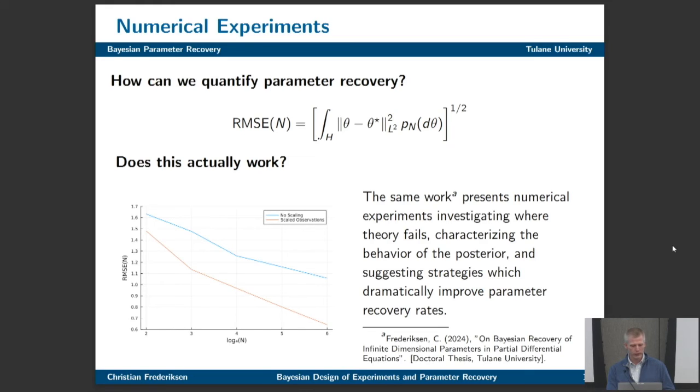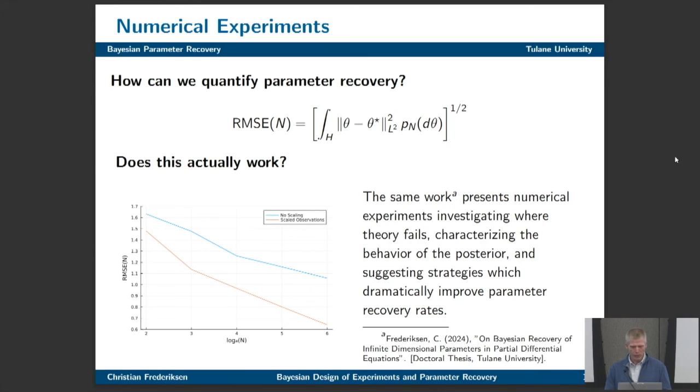So a very important question is how do we want to quantify how well these methods are working? And sort of the most comprehensive is root mean squared error. So this is going to capture both the bias, so the difference between the posterior mean and the true parameter, and the standard deviation of the posterior.